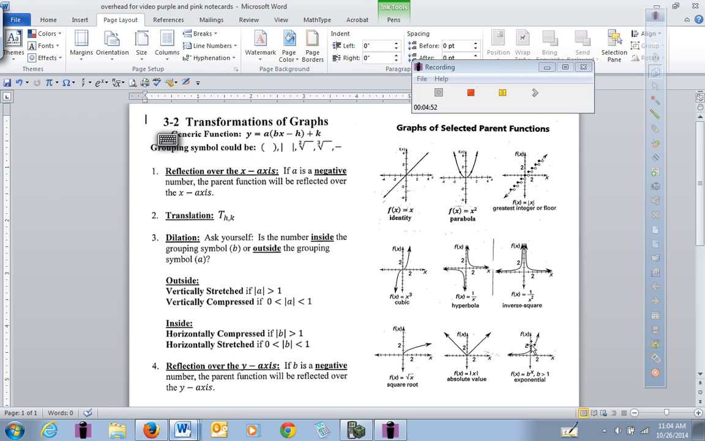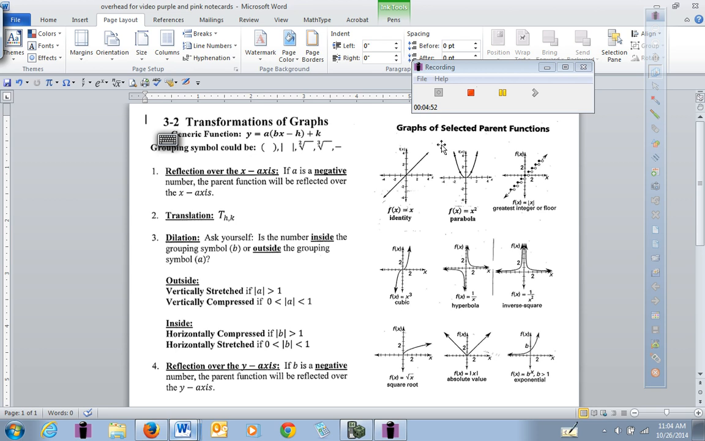But what I wanted to point out would be that you can have a lot of different grouping symbols. You're used to parentheses and absolute value bars. But you could have your square root symbol, your cube root symbol. This is supposed to be like a little fraction bar like you would have on your hyperbola, your inverse square.